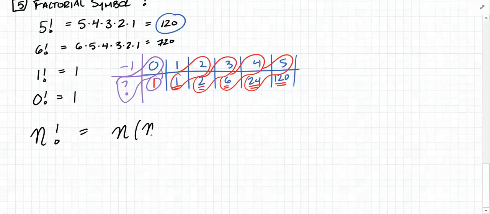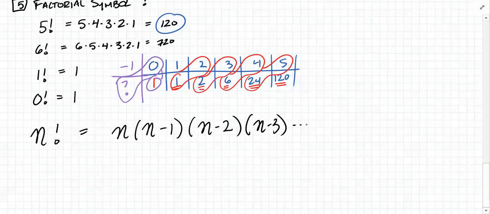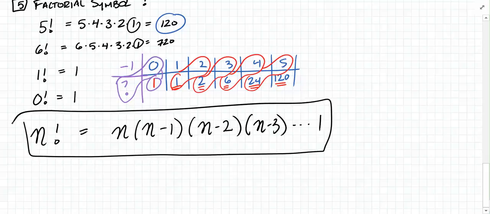N minus 2 times what? N minus 3. Wait, how do I know when I stop? I do stop, right? Because I stopped with 5 factorial, I stopped with 6 factorial. What number do we always stop with? Not 0. 1. We go all the way down until we get to 1. So n factorial is defined as the number you're starting with, n, times 1 less than that, times 2 less than that, times 3 less than that, until you get down to 1. All right?